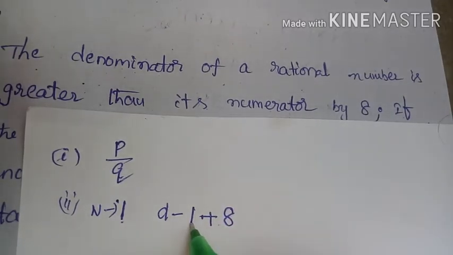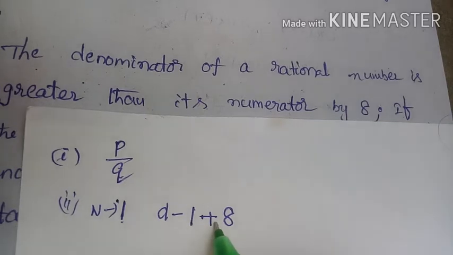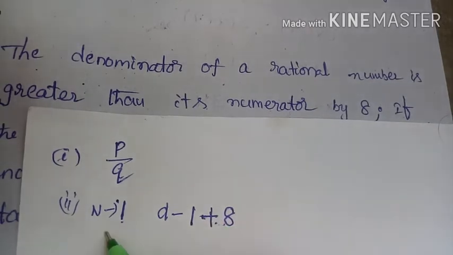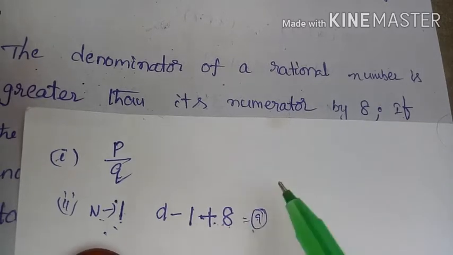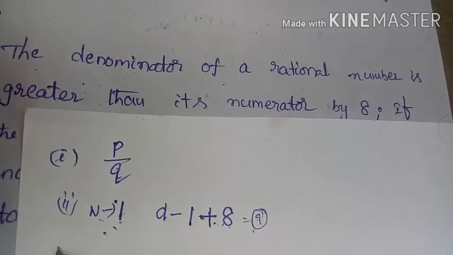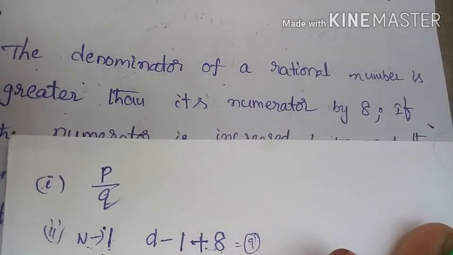What is the numerator? The denominator has extra, that means it is more than the numerator. So when the numerator becomes 1, the denominator becomes 1 plus 8, that is 9. How much variation? 8. Clear? So that is the second clue. And the third clue, what is that?